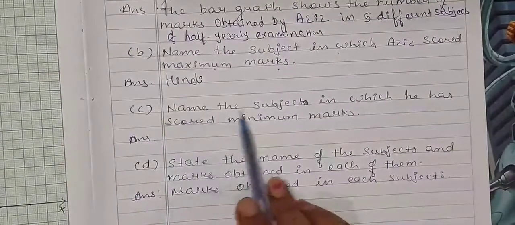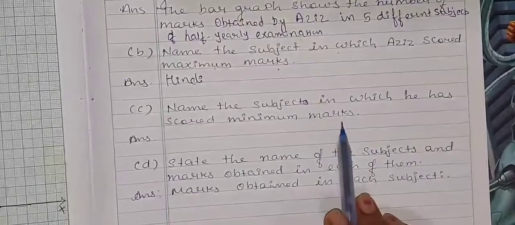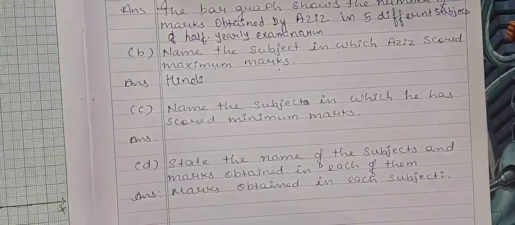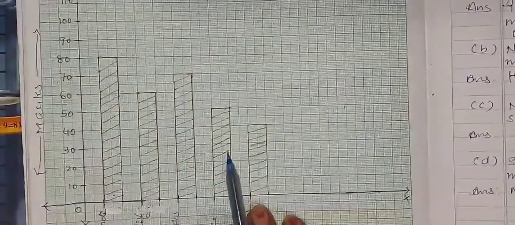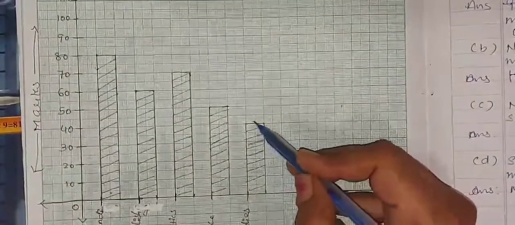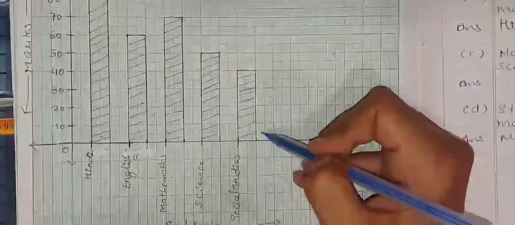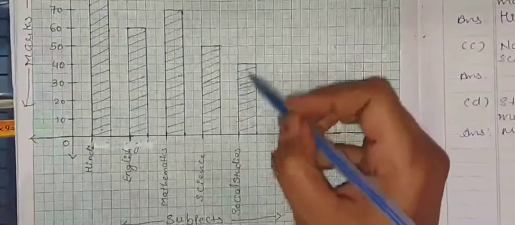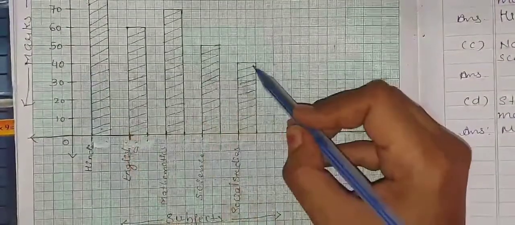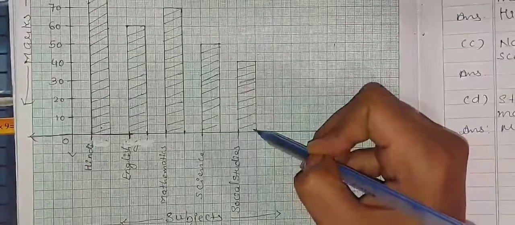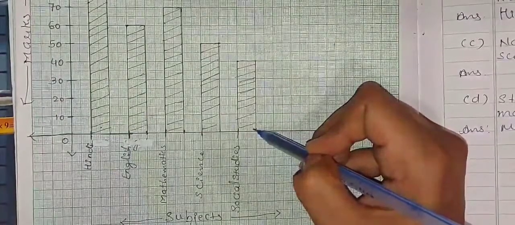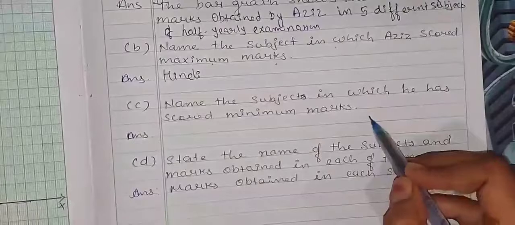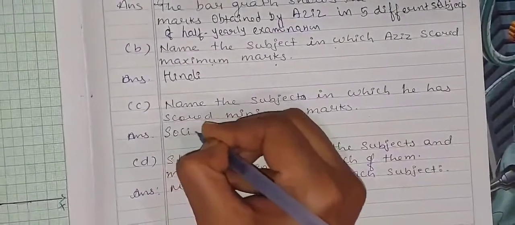Question number C. Name the subject in which he has scored minimum marks. Let us find the minimum bar from the bar graph. So students, from the heights of the bars, which is the minimum bar? Social studies. Here you can see, students, social studies is the subject where the bar has minimum height, and that is how many? 40. So he scored minimum marks in social studies. So let us write this answer. It is given, name the subject in which he has scored minimum marks. So we will write the answer, social studies.